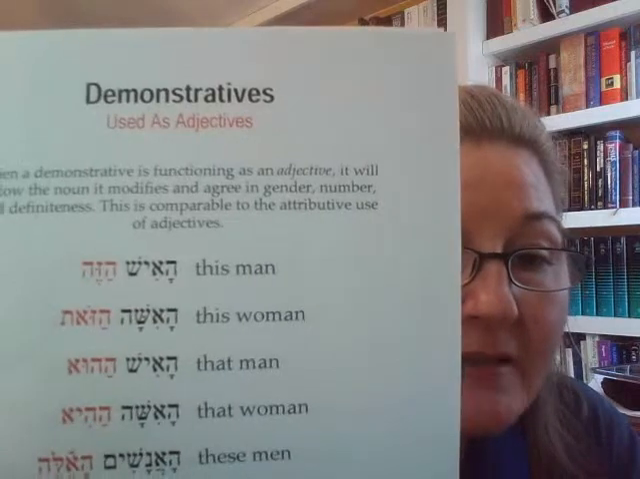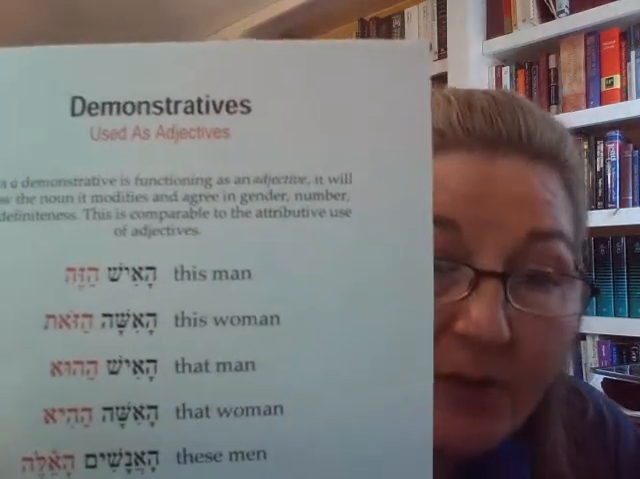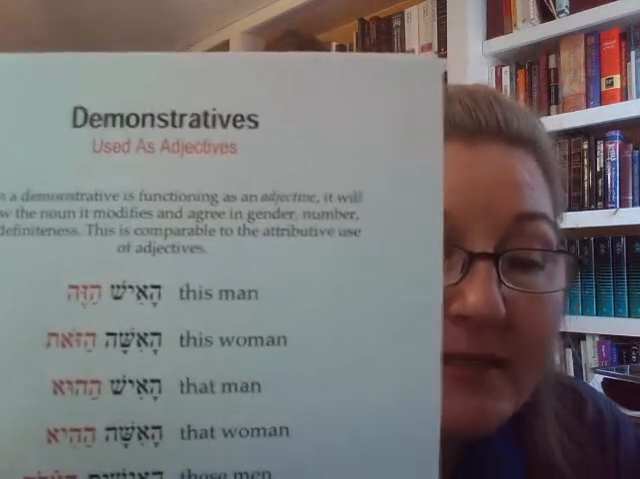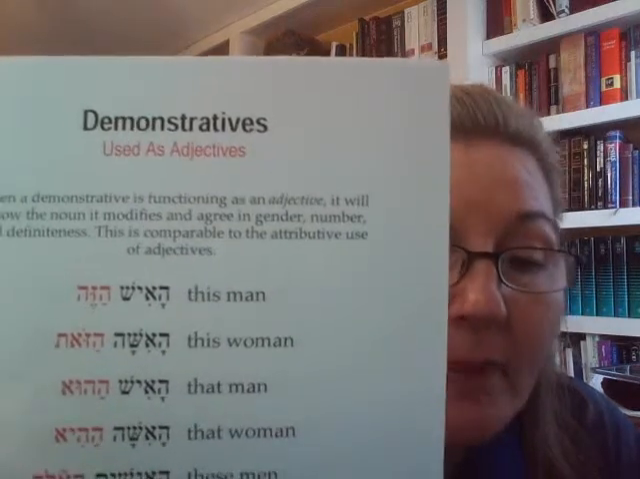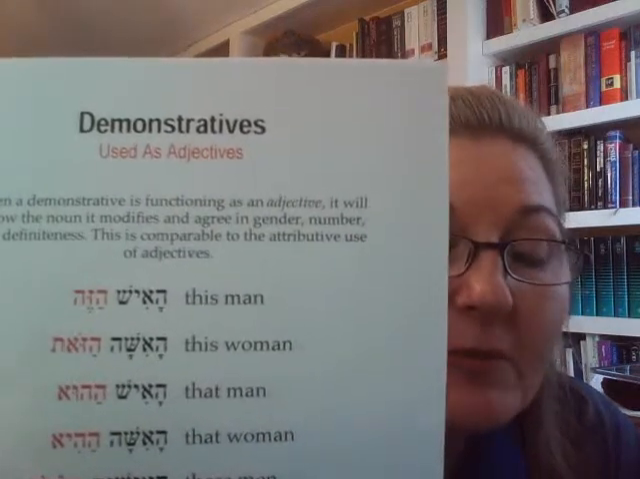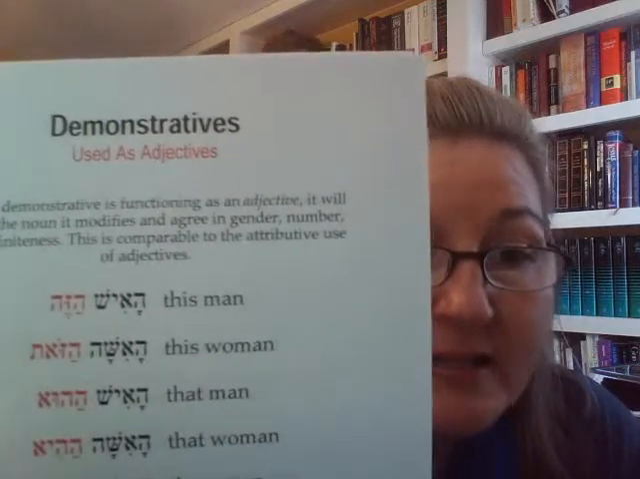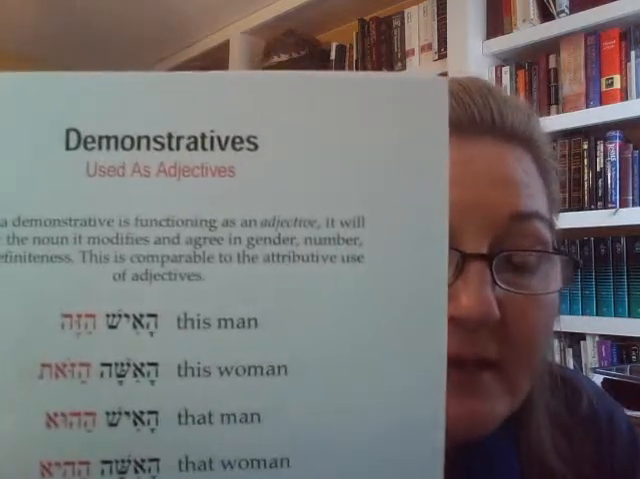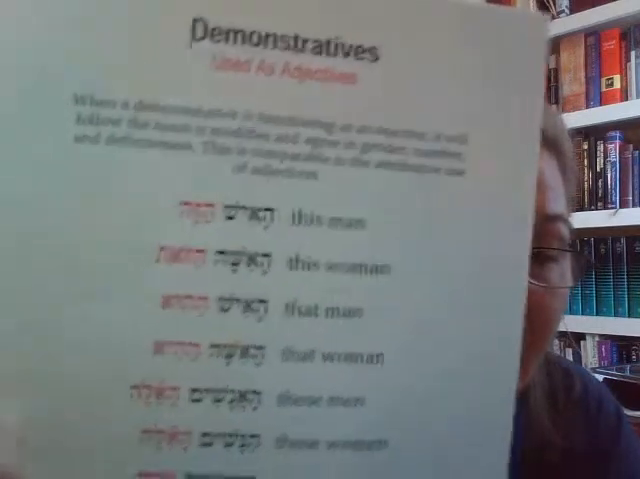Ha-isha, hazoth, this woman, would be the correct translation. But if we were doing a wooden translation of this, we see that both are feminine, both are singular, both have the definite article. We would, in a wooden way, translate it the woman, the this. But we know that the definite article doesn't get translated, so it's this woman. Let's look at the next one just for some practice.